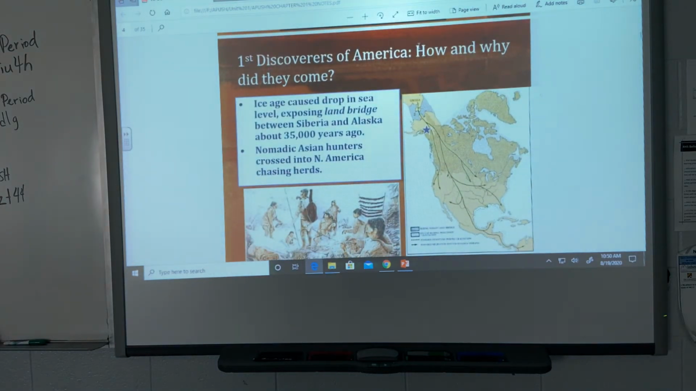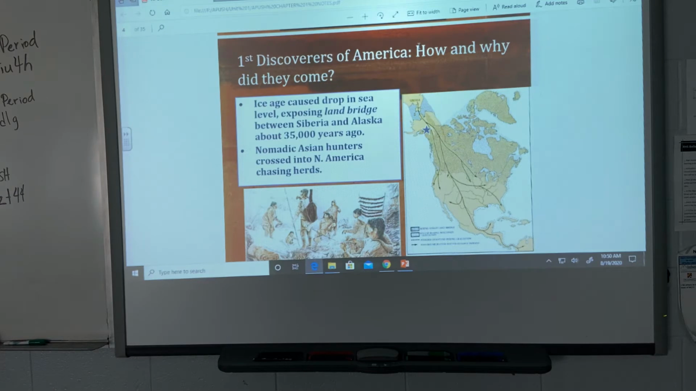I may have to help out just a little bit. These notes are on a PDF, not a PowerPoint presentation, so they may not show all the notes here. But anyway, the first discoverers of America: how and why did they come? What we're referring to here is their usage of the land bridge. The Ice Age caused a drop in sea level, therefore creating a land bridge between Siberia and Alaska about 35 years ago.